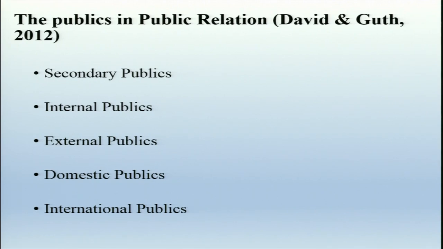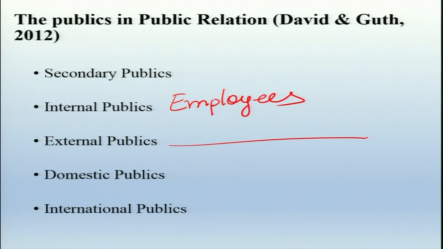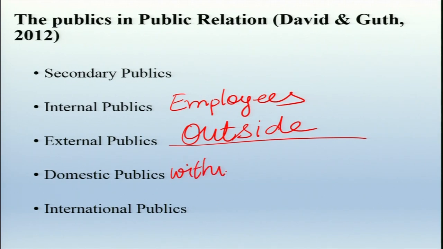Apart from this, when we talk about internal publics, yes, you all are getting it right, employees are the internal publics, whereas external public is again outside the organization, whosoever falls outside the organization. Apart from this, we have another category, domestic publics and international publics. Domestic publics is publics which is present within the nation, and international publics is outside the nation. I hope you are able to understand the different categories of publics in public relations.